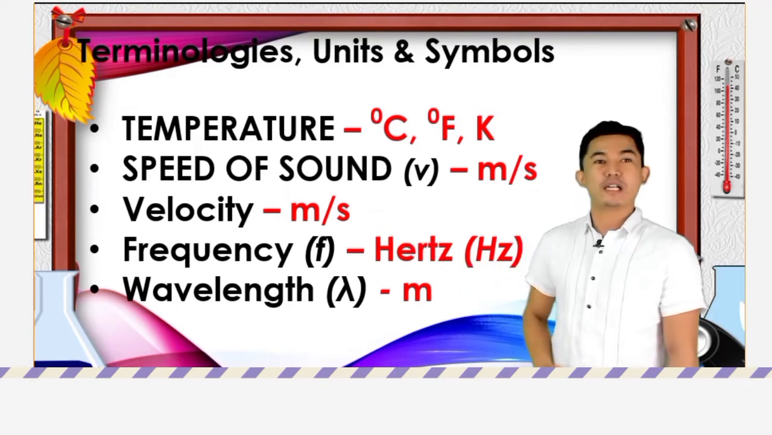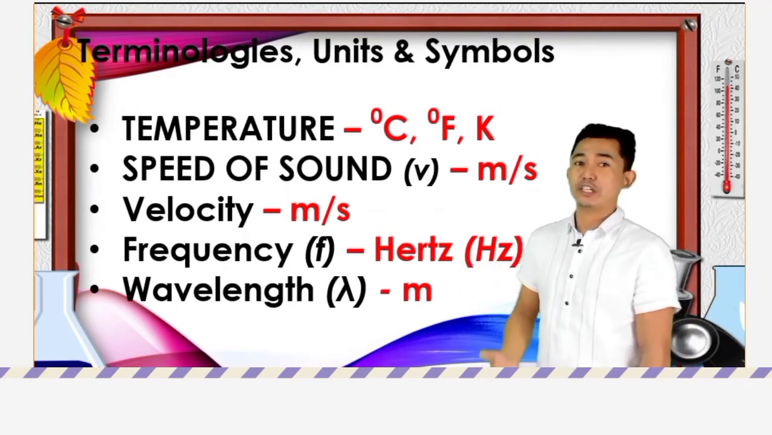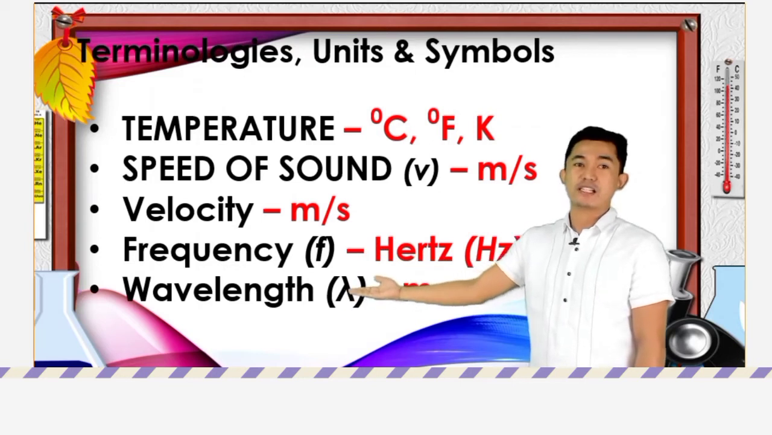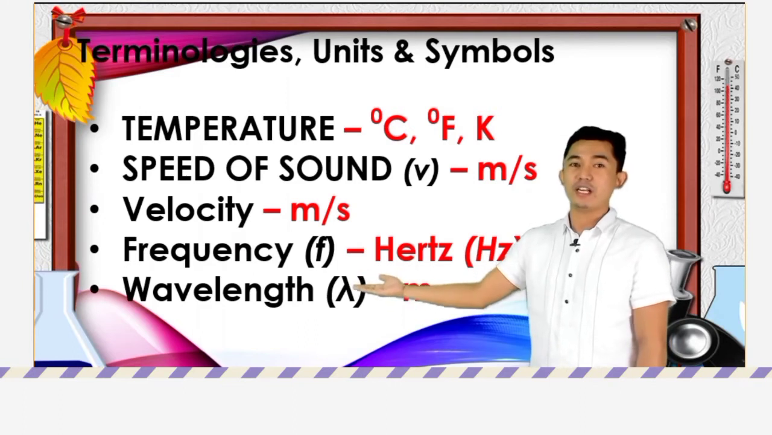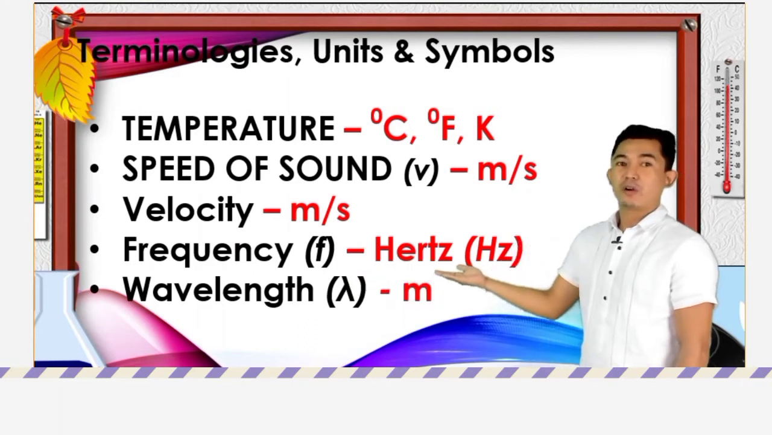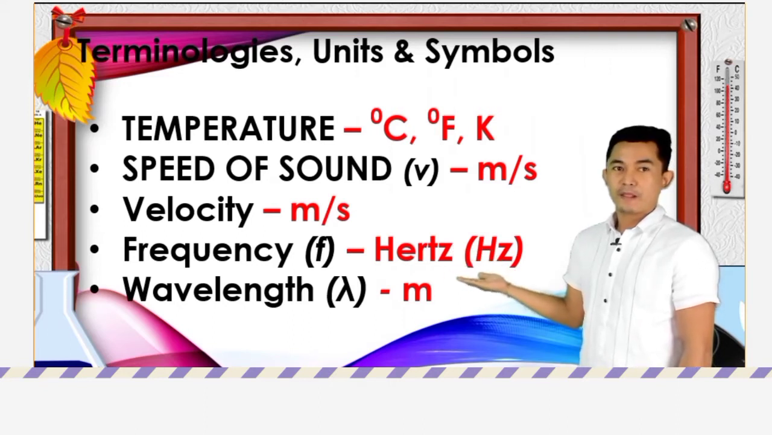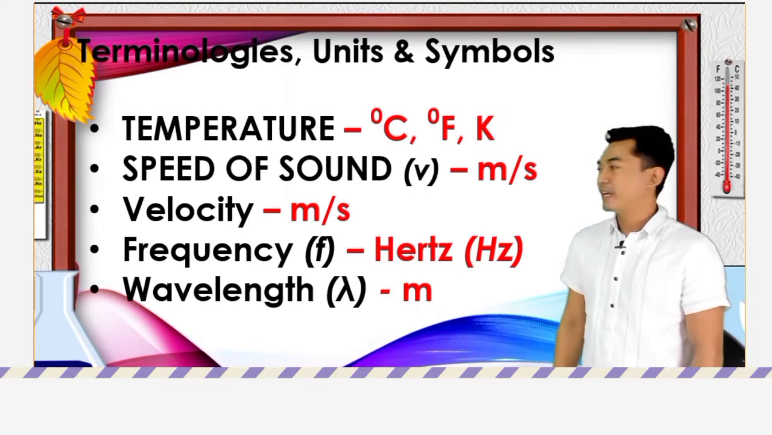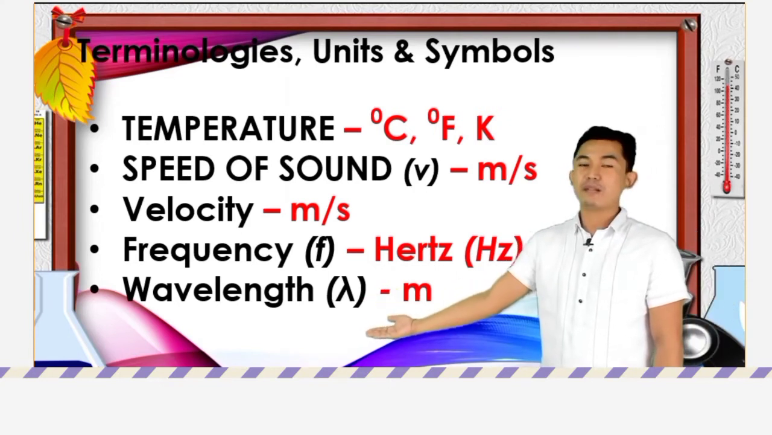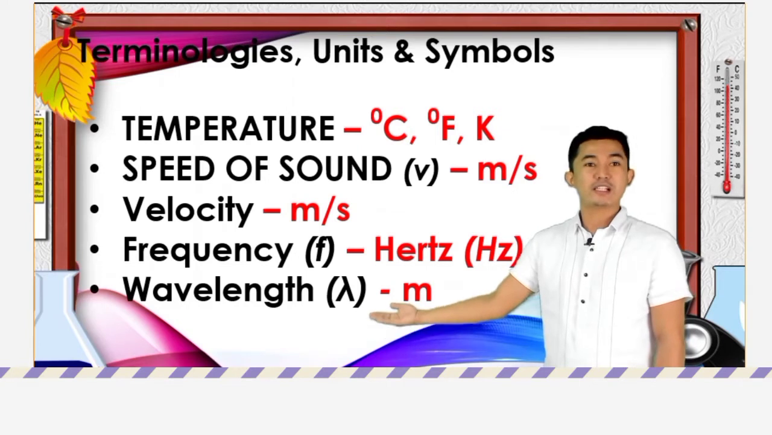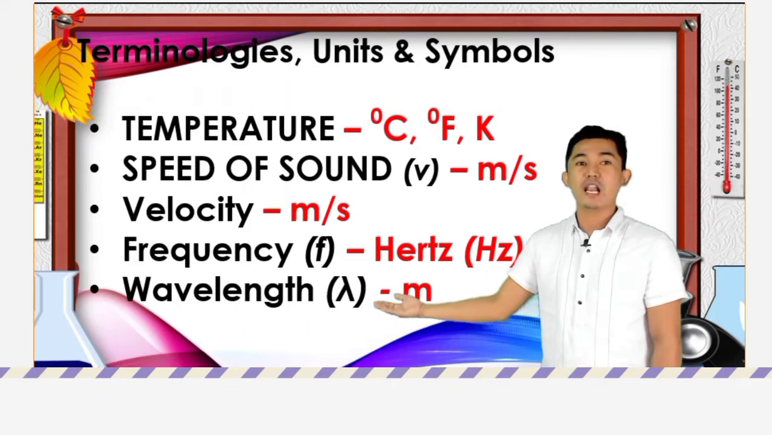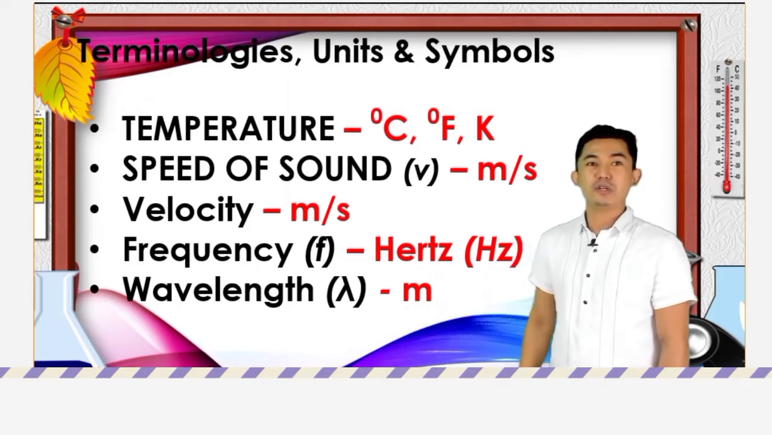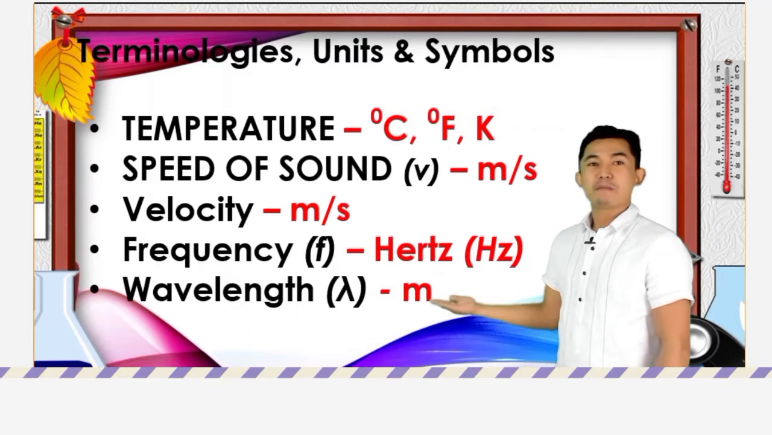And the fourth one is none other than frequency. So frequency has its own symbol, which is small f. And the unit for frequency is hertz, or in symbol, it is capital H, small letter z. And for the last terminology, that is wavelength. Wavelength has its own symbol, which is the inverted y, also known as lambda. And the unit for wavelength is meter.